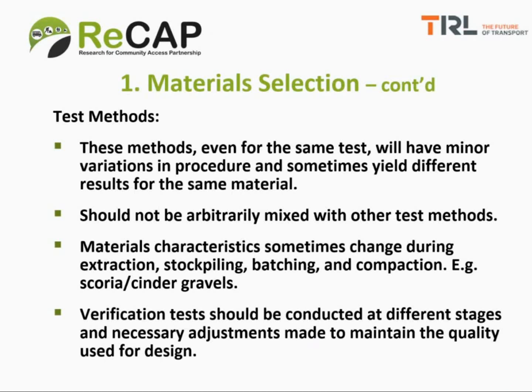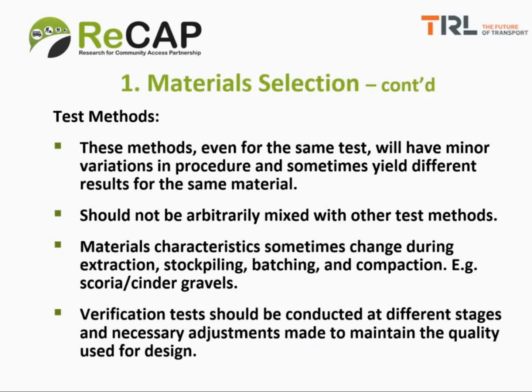Now, material characteristics can also sometimes change during extraction, stockpiling, batching, and compaction. An example of a material that changes in handling significantly is scoria, also sometimes known as cinder gravels. It therefore means that verification tests should be conducted at different stages and necessary adjustments made to maintain the quality used for design.